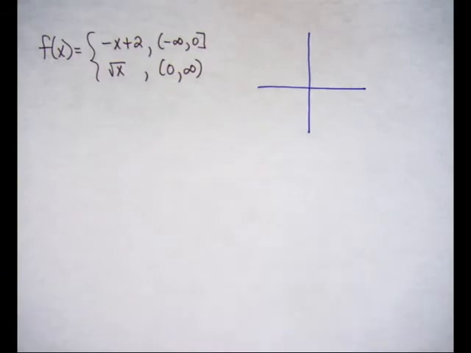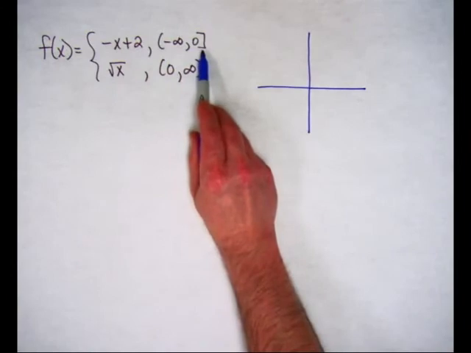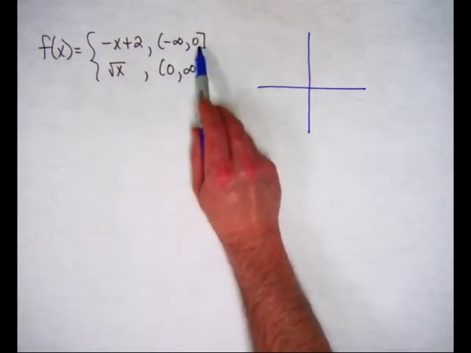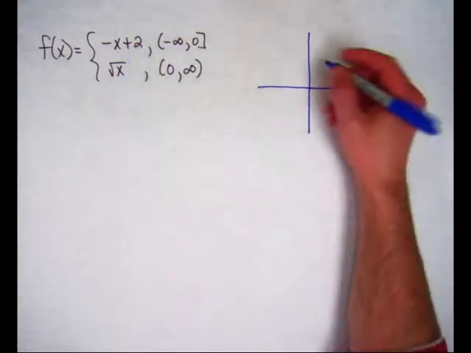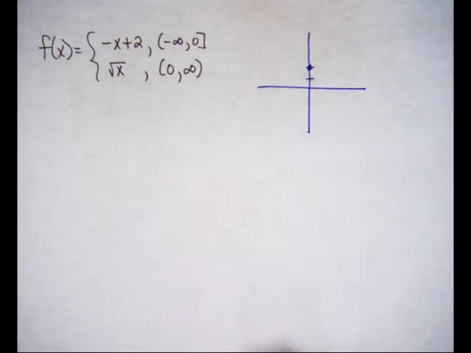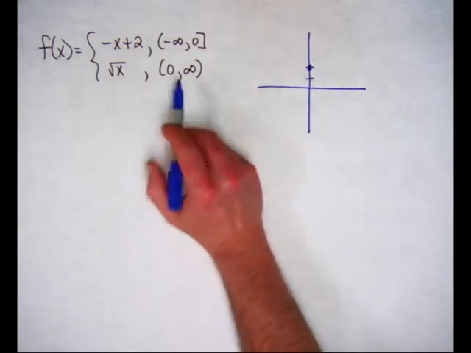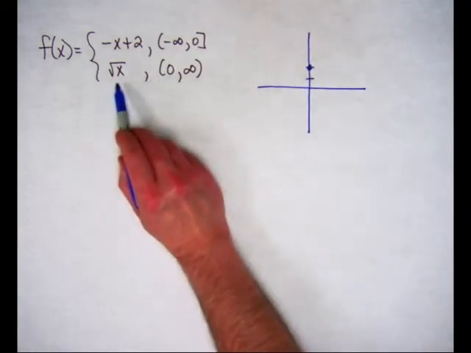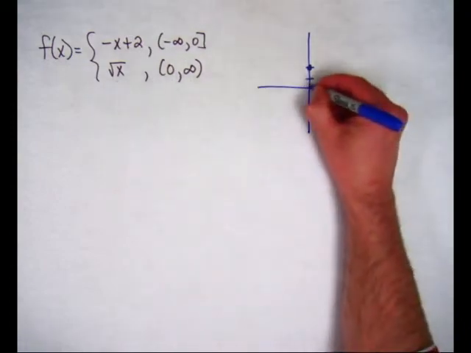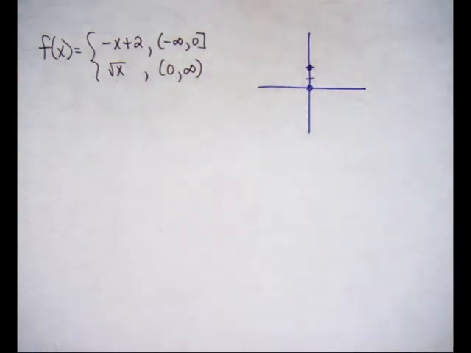So I always start by taking that number and plugging it into my function. If it's a square bracket, that means it's including that number, and I would put a solid dot. So if I put the number 0 into this function, I get 2. So at 0, I have a solid dot at 2. And if I took the number 0 and plugged it into this function, I would get 0, but it would be an open circle. So that's where my two functions are coming together, at the value x equals 0.